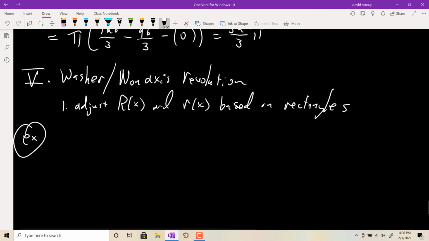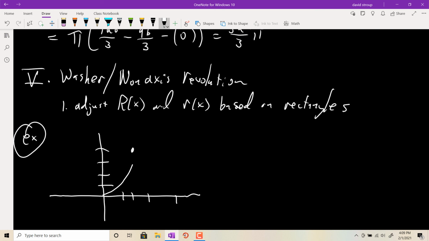We'll keep with the same picture, so I don't have to go through the trouble of redrawing it. Same functions. 2, 3, 4. We have that one. Y equals x squared. And then this guy. So our region is this. And then we want to revolve it about the line y equals 6. 3, 4, 5, 6. So we want to rotate it about this line.